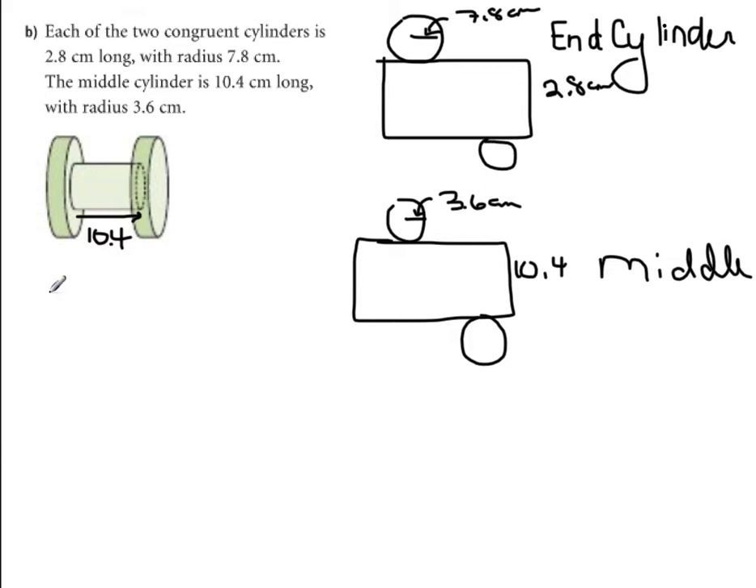So let's talk about our end cylinders first. Okay, and remember we have cylinder 1 and cylinder 2, so once I find the surface area of 1, I can just multiply it by 2 and I get both of them. Okay, so we have the top and the bottom, which are the exact same measure. So we have area is equal to pi r squared.